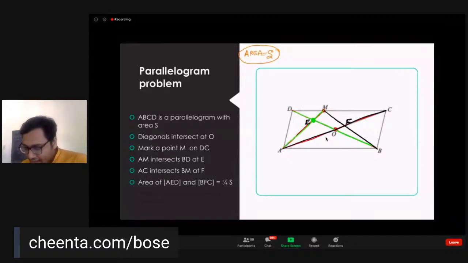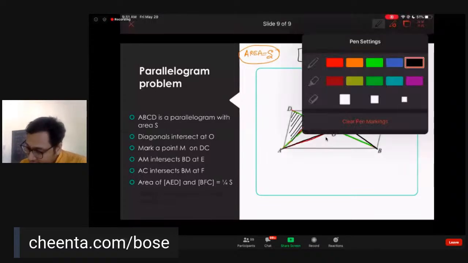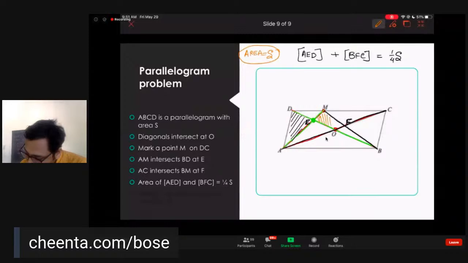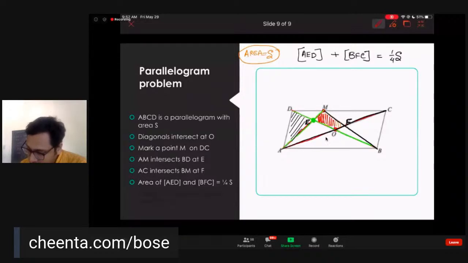Now, area of AED and BFC. AED, maybe I can draw it like this. AED, this is the shaded region. Area of AED plus area of BFC is given to be 1/4 of S. So what do we want? We want to find out the area of this little portion. Maybe I can do this in red. Our goal is to find out the area of EOFM.